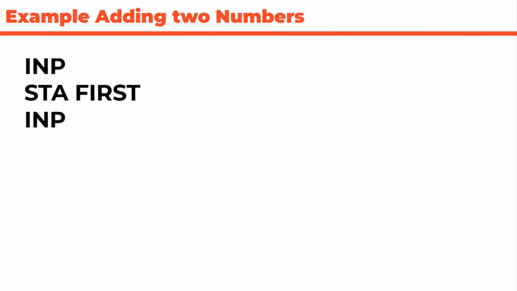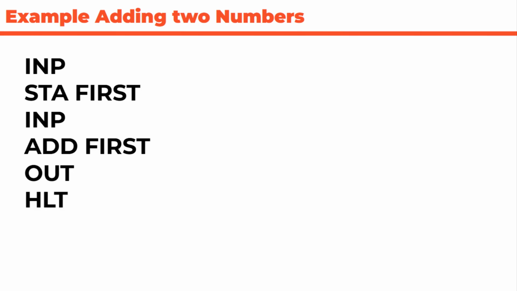The second one, we take a second input now from the user and store it in the accumulator, and then we add first to that. Okay, we're going to add first. So whatever's in the accumulator, we're going to add first to it. Then we output the result of the two numbers added together, and then we halt.